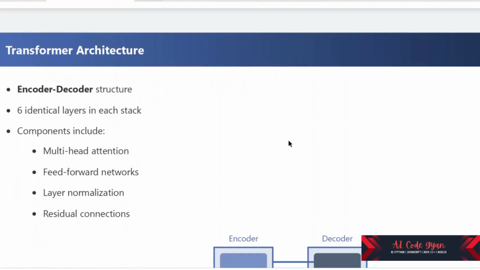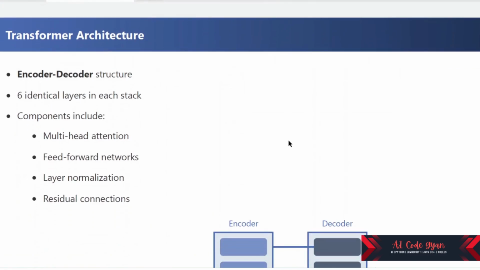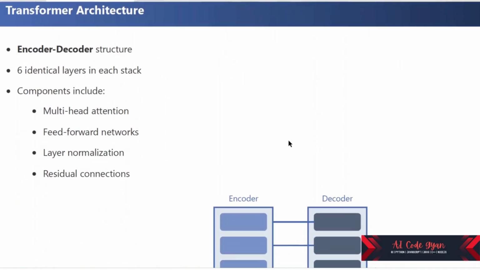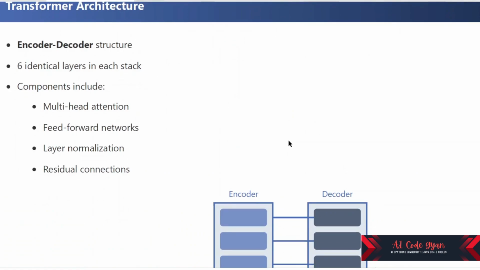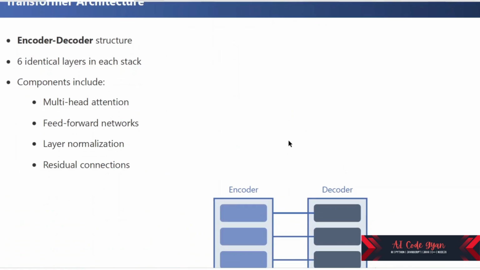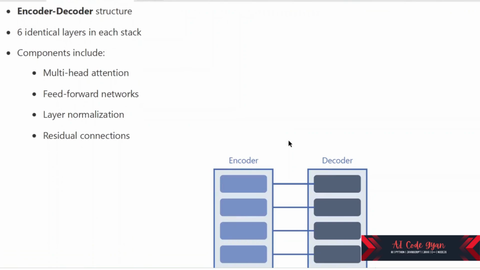Now let us talk about the transformer architecture, which we have seen in the paper as well. Basically it is an encoder-decoder structure, and we have 6 identical layers in each stack. The components include multi-head attention, feed-forward networks, layer normalization, and residual connections.